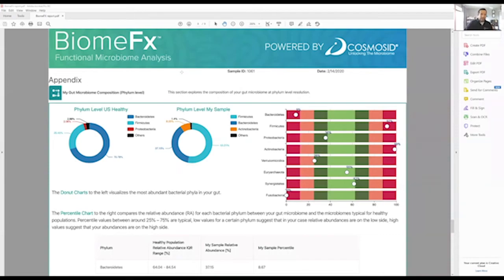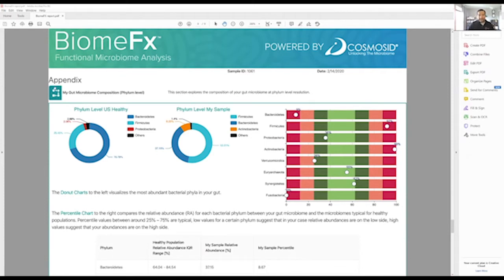All right, and we are going to explain now the microbiome composition, both at the phylum and the family level, the very end of our report. Yeah, so we're back, and let me share my screen, pull up the report again. Okay, you can see it? We can.